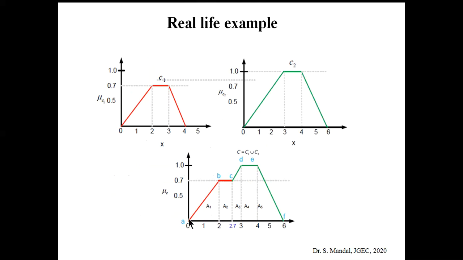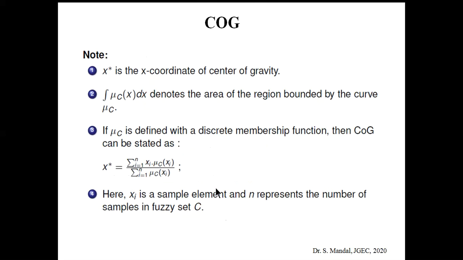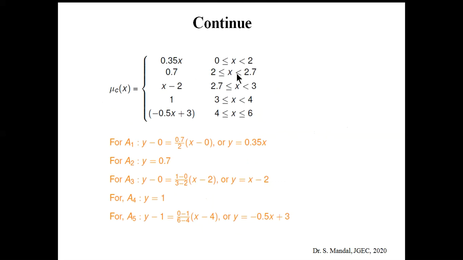So by using this simple process we have calculated the corresponding membership functions. In between 0 to 2 the value is 0.35x, from 2 to 2.7 the value is constant, that is 0.7. Next one is x minus 2, next one is 1, and in between 4 and 6 it will be minus 0.5x plus 3. So using simple linear equations we can calculate the corresponding membership function. We need to identify the membership function for all the areas.